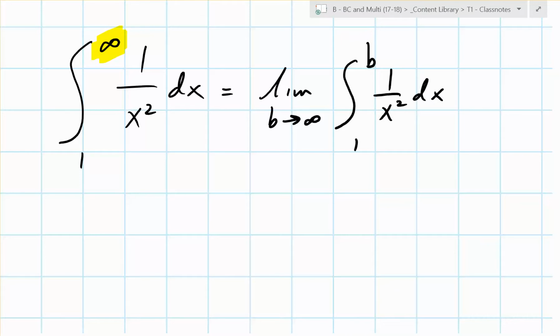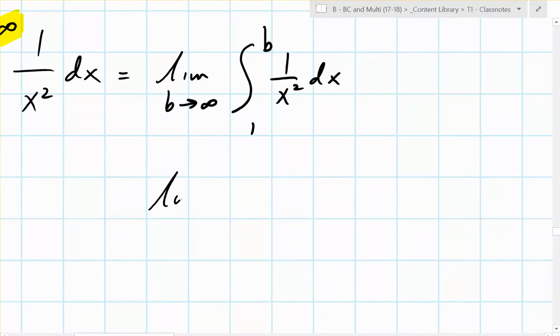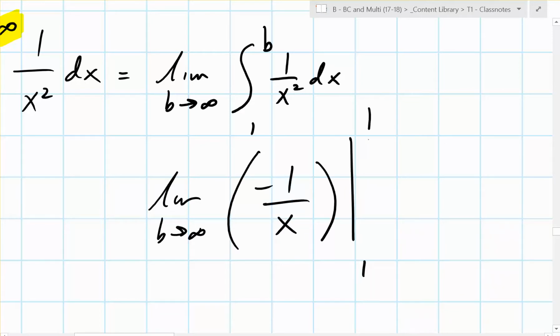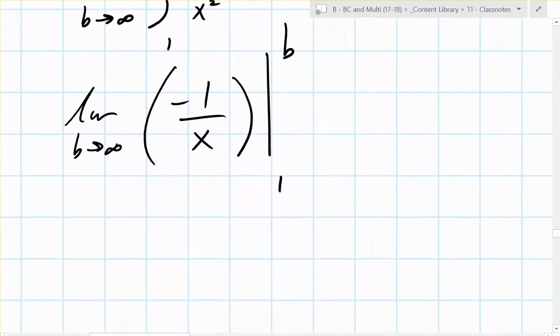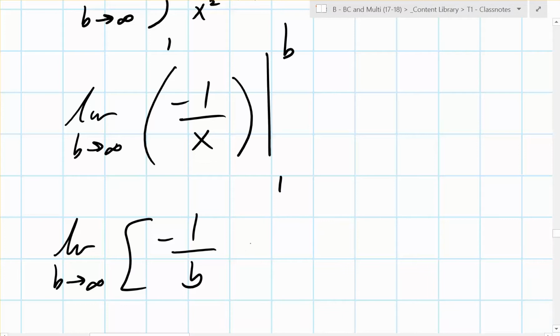So x, you just told me what the integral is, right? What is it? Negative 1 over x. So yeah, I like that. Negative 1 over x, right? And you're going from what? 1 to b? Everybody with me so far? Haven't done anything really earth-shattering yet. So then we have the limit as b goes to infinity of what? Negative 1 over b. Then what? Minus what? Negative 1 over 1. Is it really easy to lose a negative sign here? How am I doing? Am I okay so far?